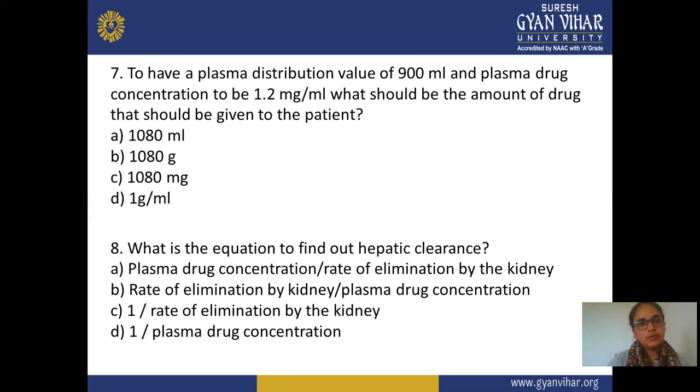Next, seventh question: to have a volume of distribution of 900 ml and a plasma drug concentration of 1.2 mg per liter, what should be the amount of drug given to a patient? A is 1080 ml, B is 1080 gram, C is 1080 mg, and D is 1 gram per ml. Next, eighth question: what is the equation to find the hepatic clearance? A is the plasma drug concentration divided by the rate of elimination by kidney. B is the rate of elimination by kidney divided by plasma drug concentration. C is 1 divided by the rate of elimination by kidney, and D is 1 divided by plasma drug concentration.